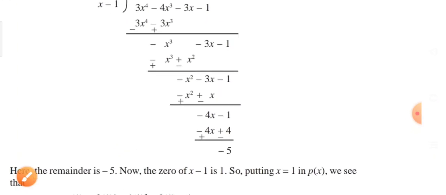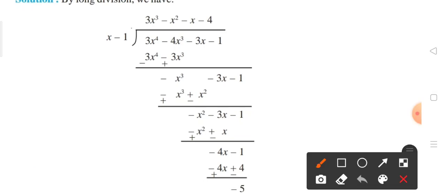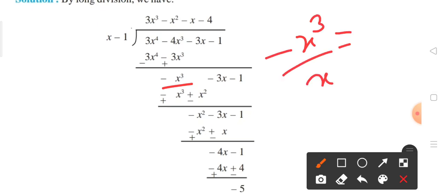Okay, now we find the second term of the quotient. For that, what we do? Now we take again the maximum power, minus x cube divided by x. So we get minus x square. So that would be placed over here.